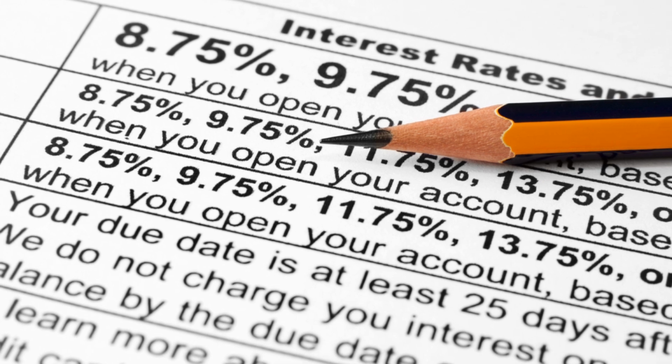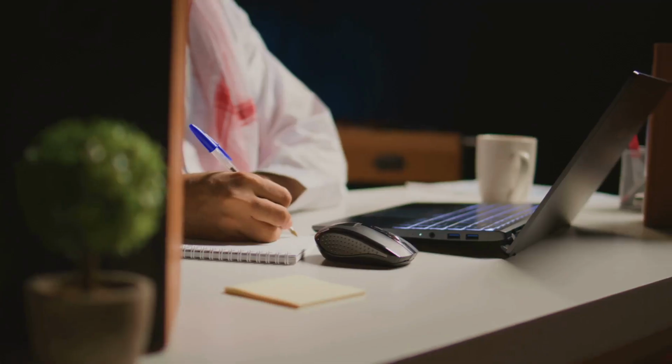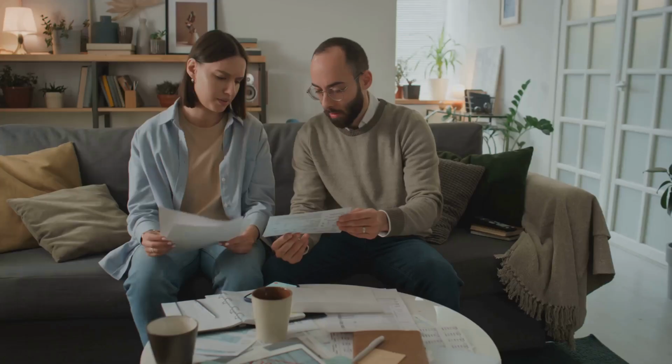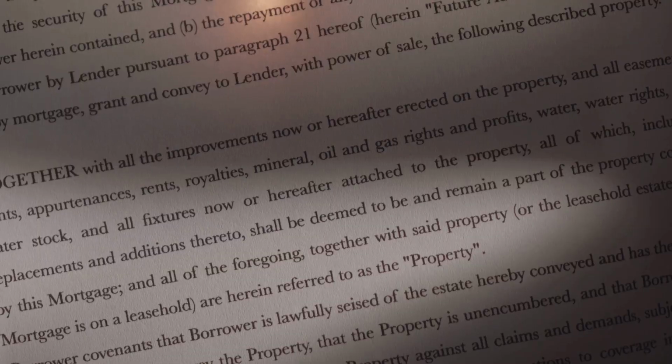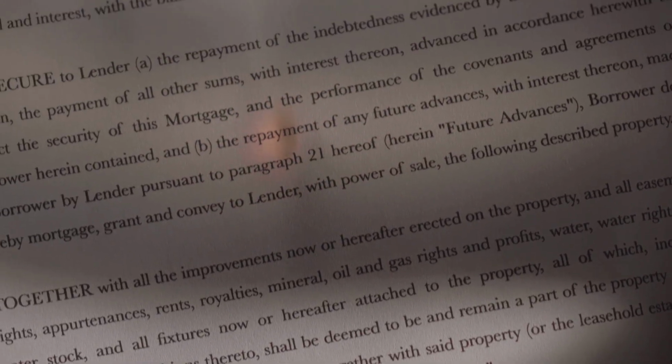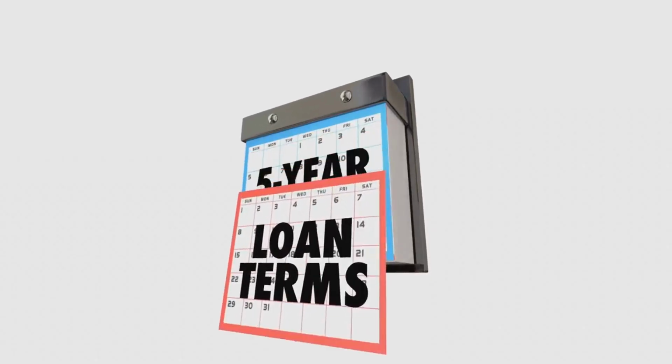With a fixed rate mortgage, your interest rate stays the same. This means your monthly payments remain consistent. This predictability can be comforting. Imagine a 30-year fixed rate loan at 5%. Your monthly payments would be steady for 3 decades.